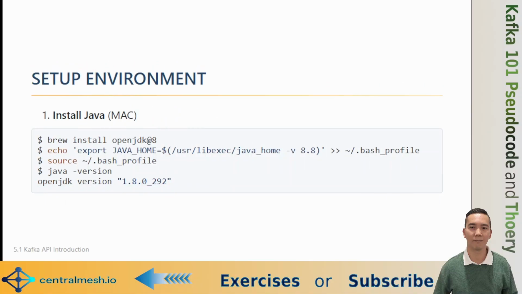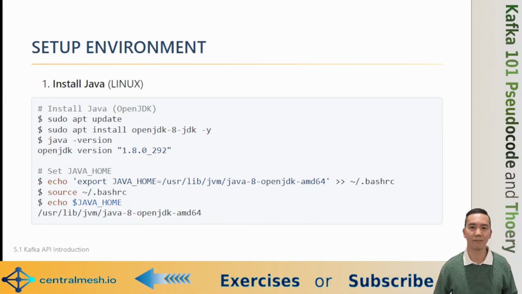On a Mac, you can install Java using Homebrew, which simplifies the process. Once installed, set your Java home environment variable. Add it to your shell profile so it persists across sessions.